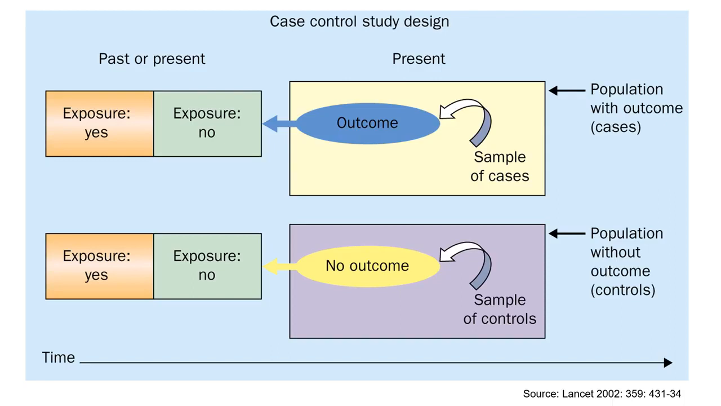In the second box, the purple box, you can see that we identify a sample of controls, and also we look back and we try to identify among the controls who had exposure in the past. You also notice the directionality of the time, which is very important. The time is moving forward, but we are actually going backwards in a case control study design. And both the cases and our controls are coming from population with outcome and population without outcome, respectively.